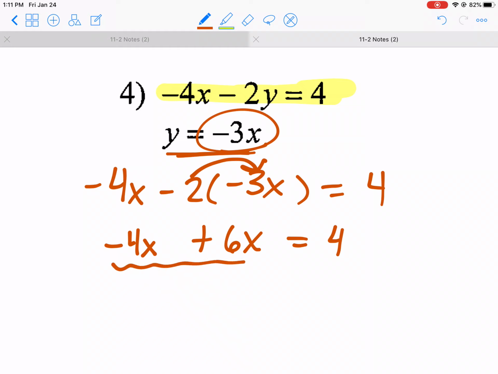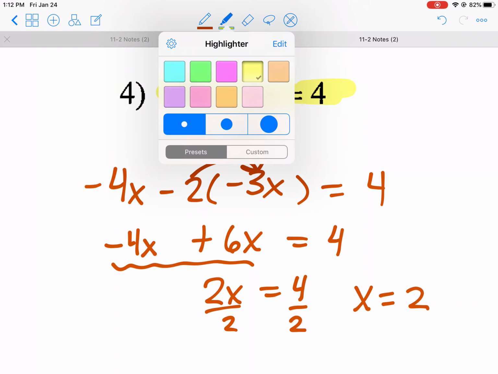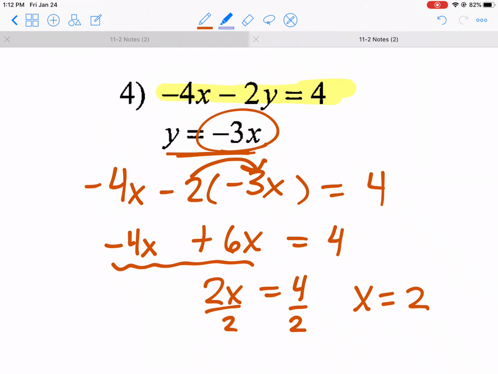Here we have some like terms. -4x plus 6x, that's 2x. And finally, to solve for x, to isolate it, we're going to divide both sides by 2, and we come up with the solution that x equals 2. And while it feels like we've done a lot of work, and we are happy, and it feels like you should be done, there's actually a little bit more to go. What we need to do now is solve to find out what y equals. So we're going to take this x equals 2 and plug it into the other equation, right?